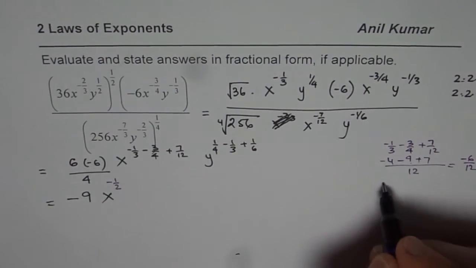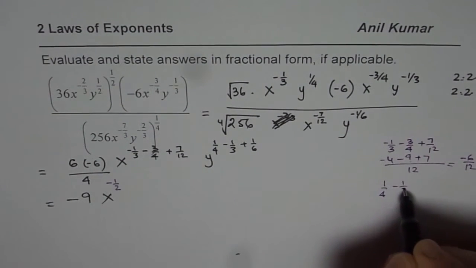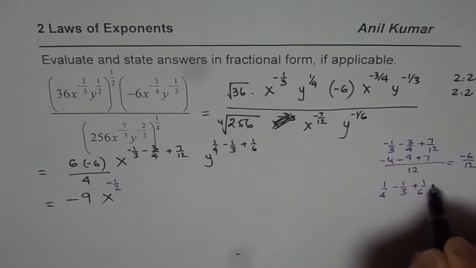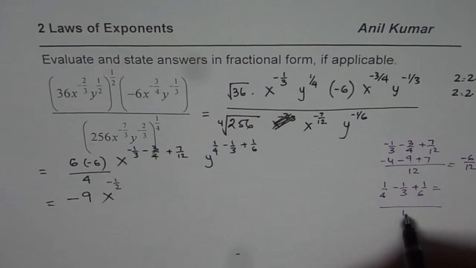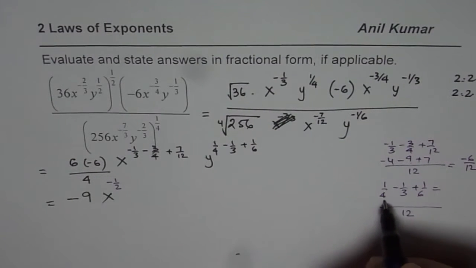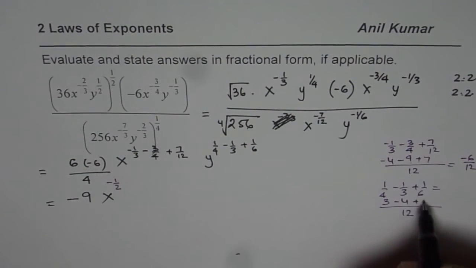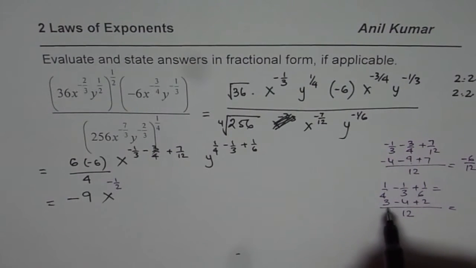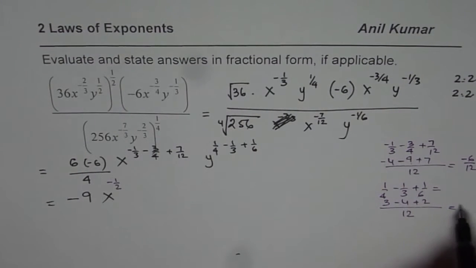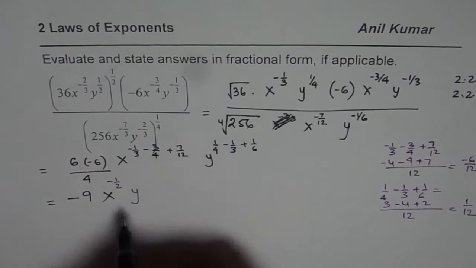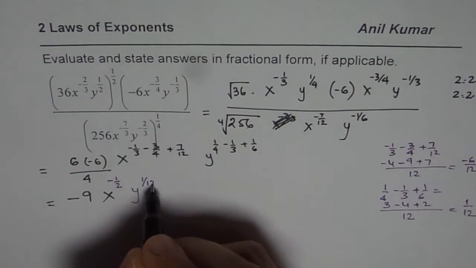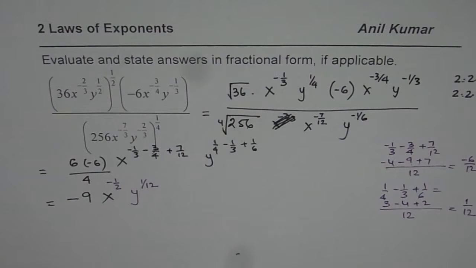As far as the y value is concerned, it is 1 over 4 minus 1 over 3 plus 1 over 6. Now the common denominator here is 12. To make 12, we have to multiply this by 3, this by 4, this by 2. So what do you get? 5 minus 4 is 1 over 12. So as far as the y power is concerned, we get 1 over 12. So that is the simplified form, right?